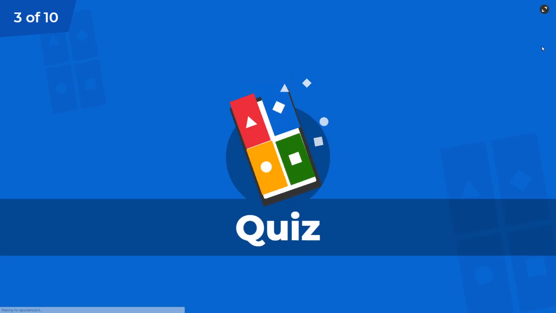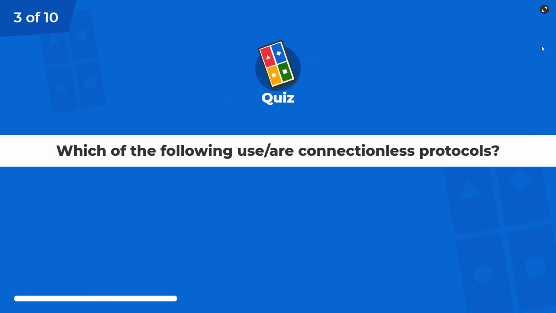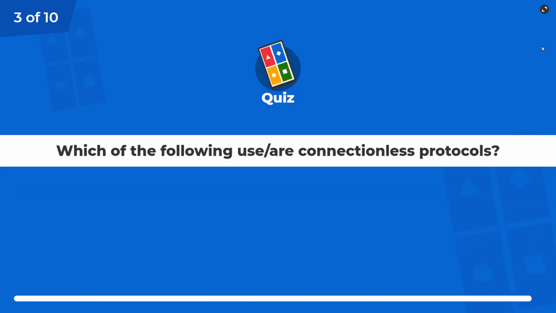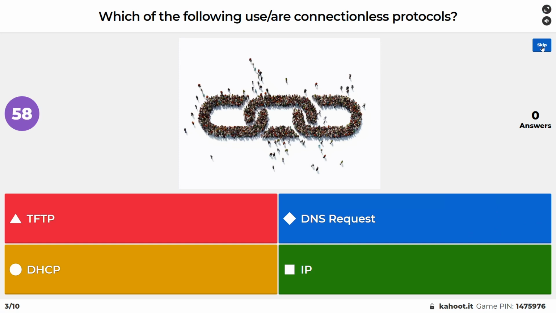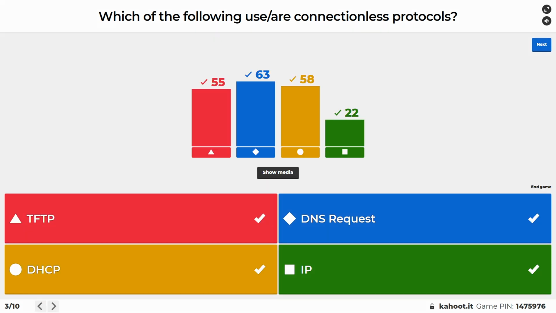Here is question number 3. Multiple select. Good luck, everybody. Which of the following use or are connectionless protocols? Look at that. Look at that right there.